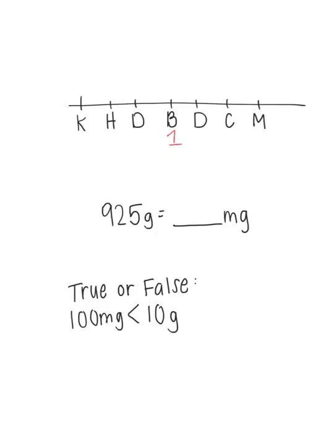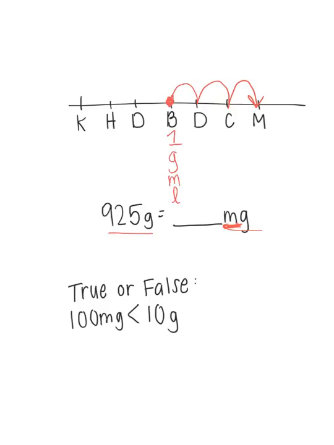So when we are converting in the metric system, for example, if I was going to convert 925 grams into milligrams, this M in front of the G stands for milli, I'm starting right here at my base measurement because that's grams, meters, and liters, and I want to move it over to the milli. 1, 2, 3 place values to the right.